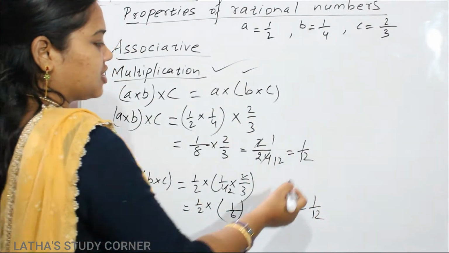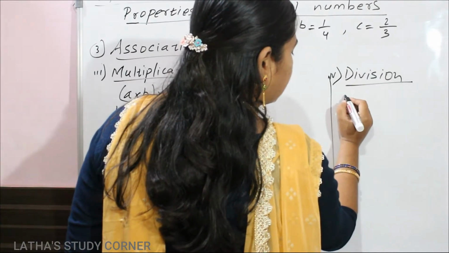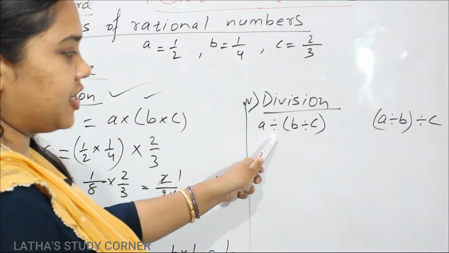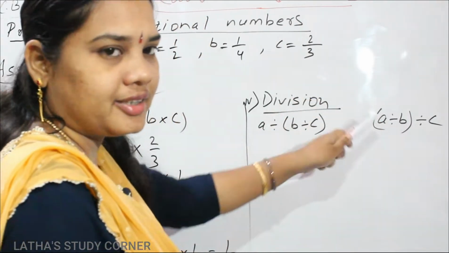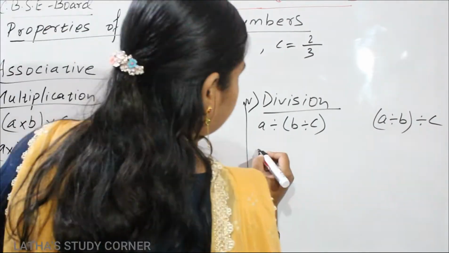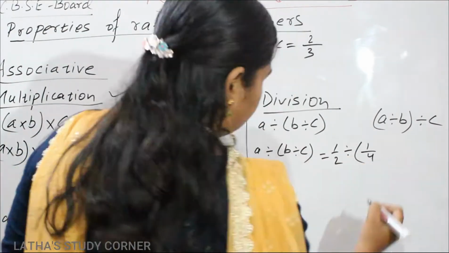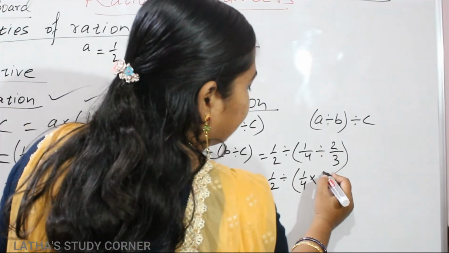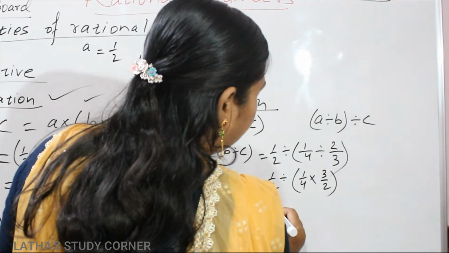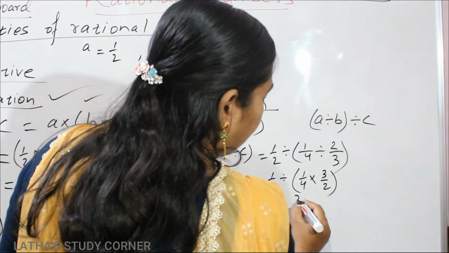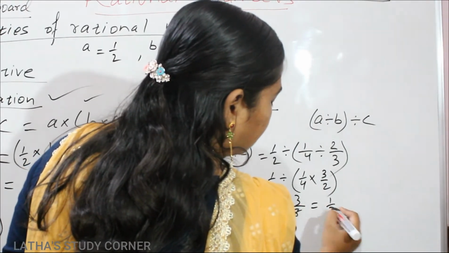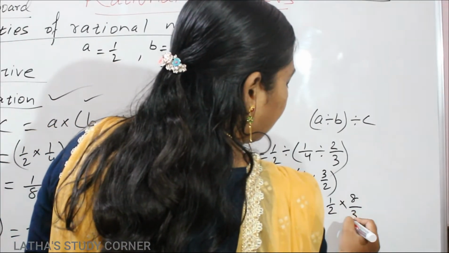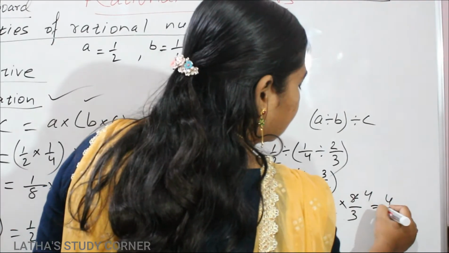Now let's check for division also. So it must be (A divided by B) divided by C. So we have to check the result of this and this whether are same or not. So replace division with multiplication by the reciprocal of 2 by 3, 3 by 2. So it is 1 by 2 divided by 3 by 8. Now 1 by 2, replace division with multiplication by the reciprocal of 3 by 8, which is 8 by 3. Now we can cancel, 2 one's are 2, 2 fours are 8, so answer is 4 by 3.